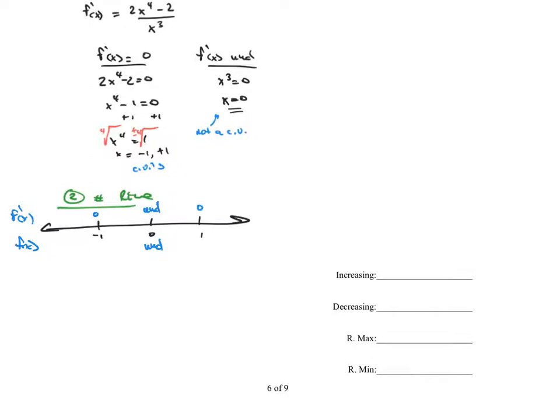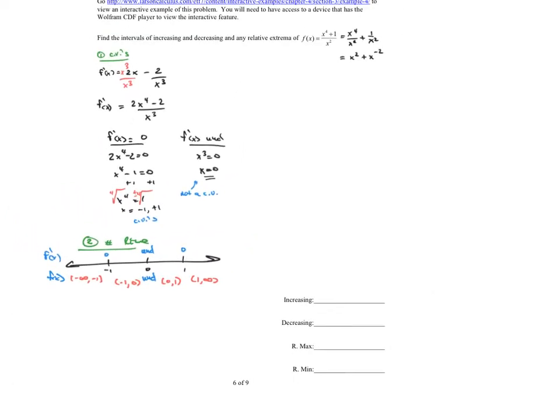Okay, so let's continue on this one right here. What are our intervals? Our first interval would be negative infinity to negative 1. Second interval would be negative 1 to 0. Third interval would be 0 to 1. And our last interval would be 1 to infinity. So we know which intervals we have to test. Let's go ahead and make test points and complete the sign chart.